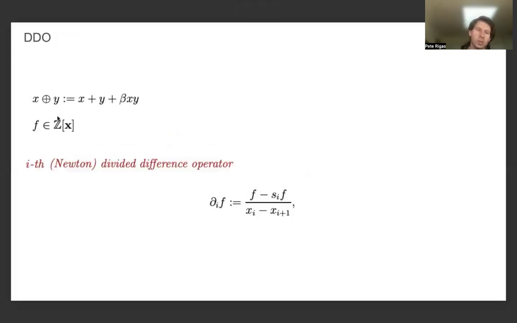And the discrete difference operator is given by the fact that we can take x and y belonging to some space in which we can formulate a direct sum, an expression for the direct sum as x plus y plus beta xy. And then if we take some suitable function f in the ring of polynomials with integer coefficients, they introduce the ith Newton divided difference operator delta_i of f in terms of f minus s_i of f, as well as dividing by some normalization, x_i minus x_{i+1}.